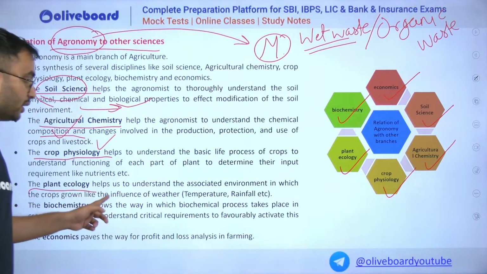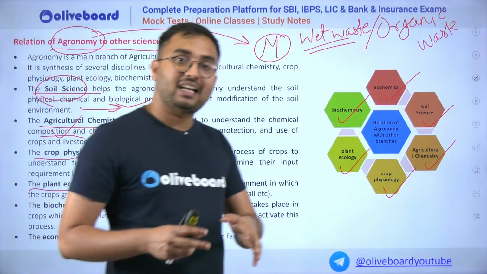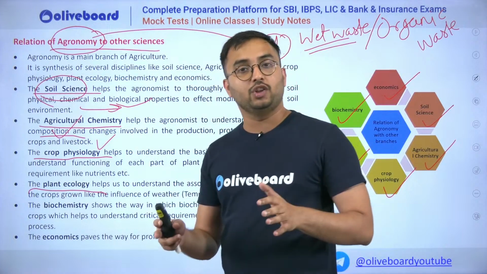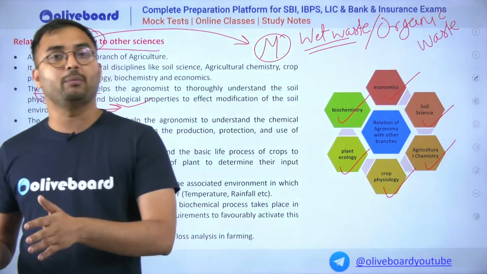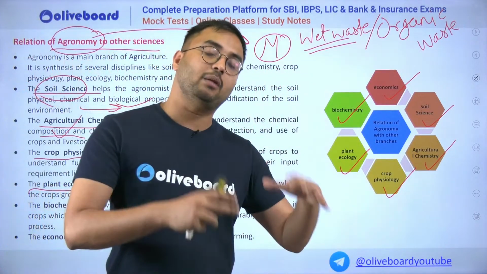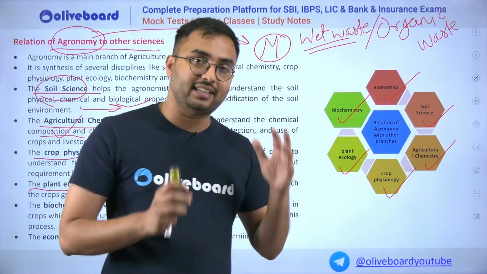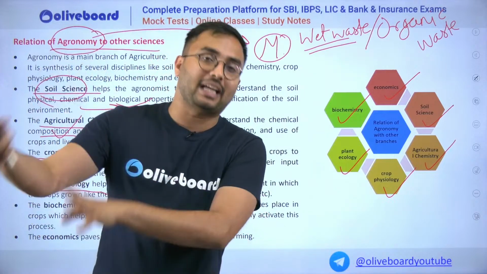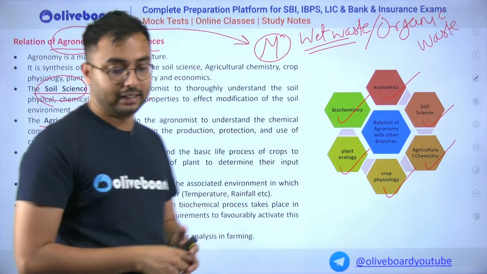Then comes plant ecology, that how plants are affected by the external environment, how agriculture is not a separate activity from environment but rather is an integral part of the environment only, and that is why we have to make our agriculture more green. We don't have to use more chemicals but rather make it more green.